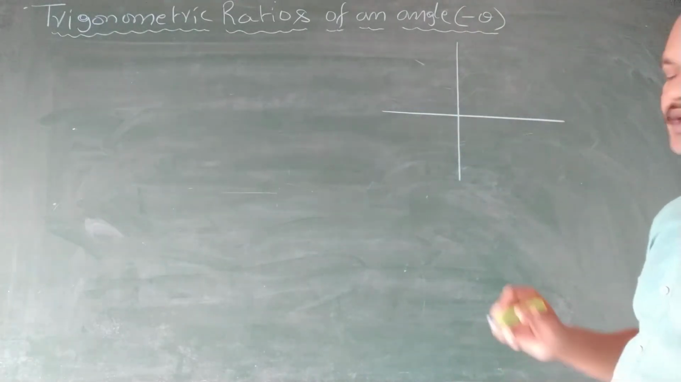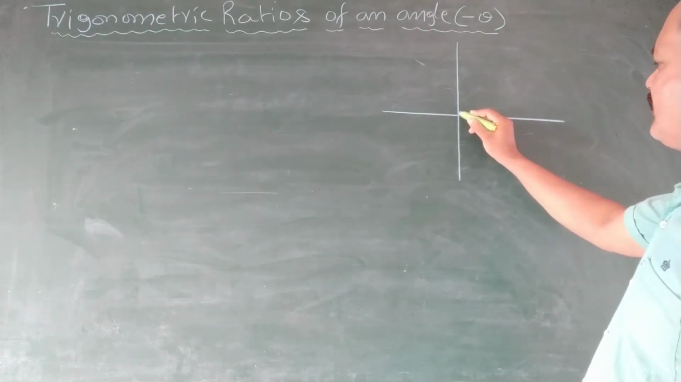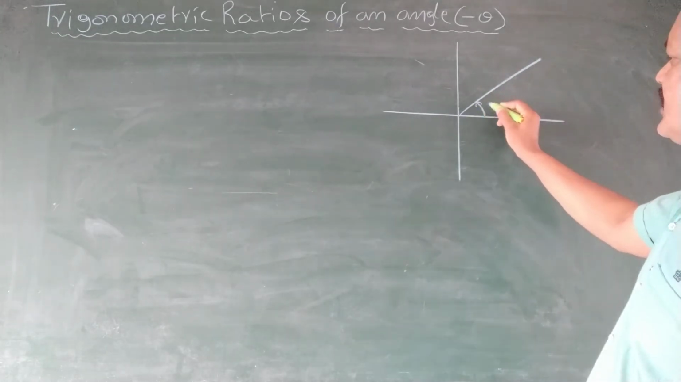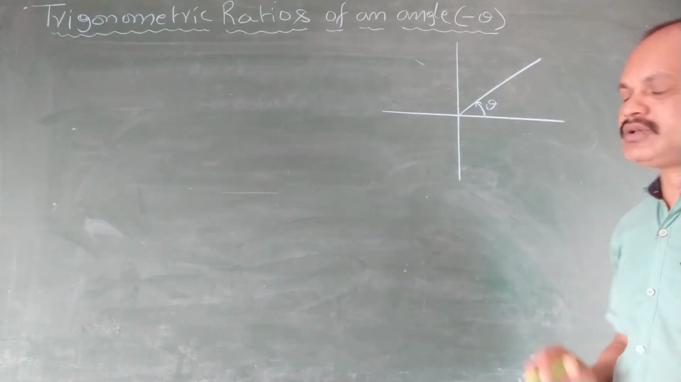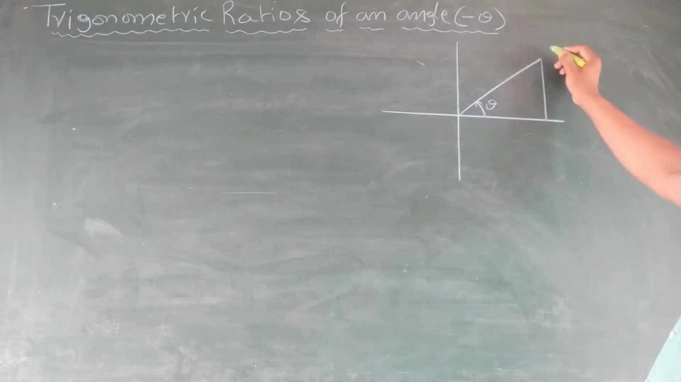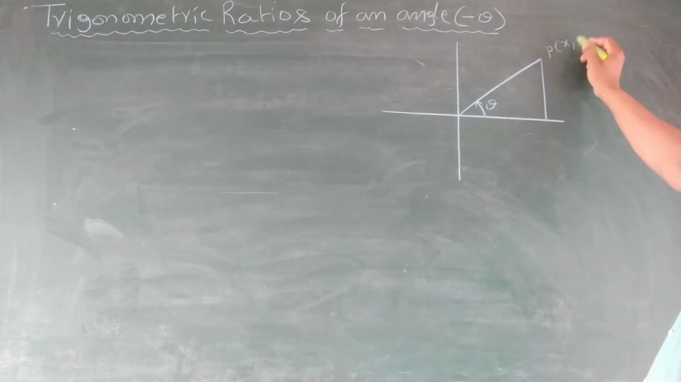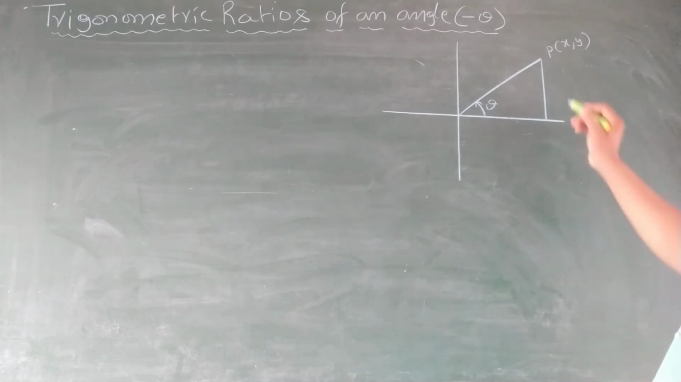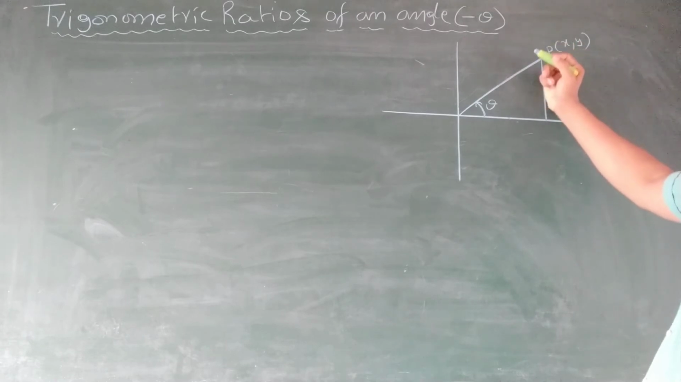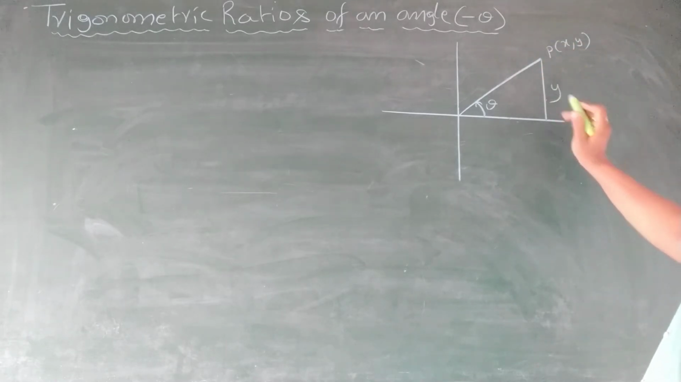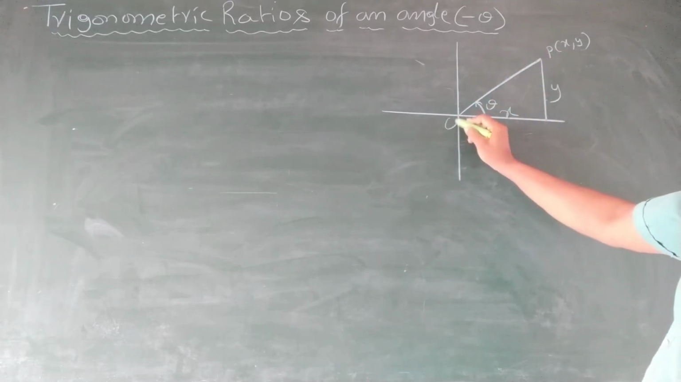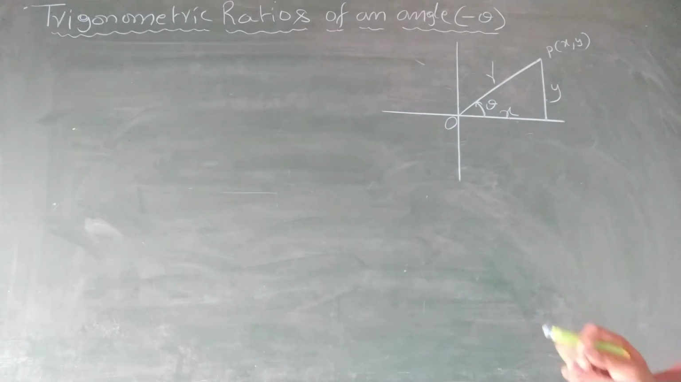Now we have to take a revolving line. The revolving line makes an angle theta in the anti-clockwise direction, that's why it is positive. Let P be the point (x, y). This is y, the length of the y coordinate along the y axis. This is x. This is always positive hypotenuse, so small r is taken.